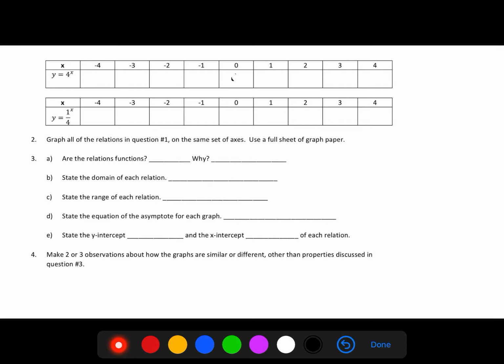If we have y equals 4 to the power of x, following that same pattern, 4 to the power of 0 is just 1. Then 4, 16, 64, and 256.